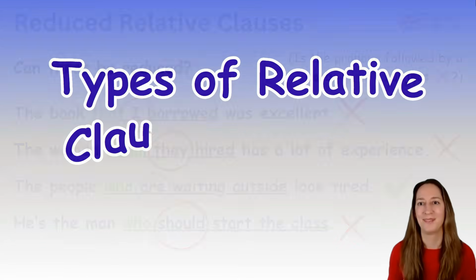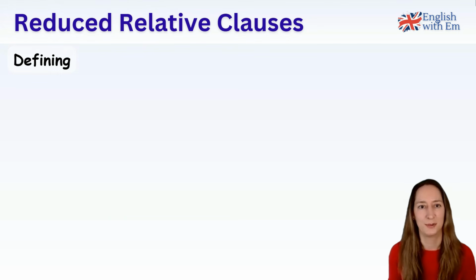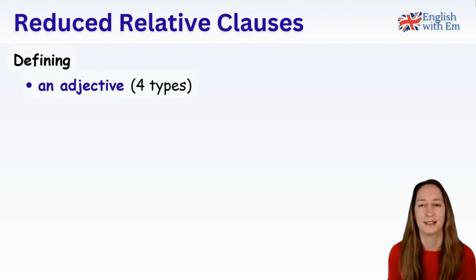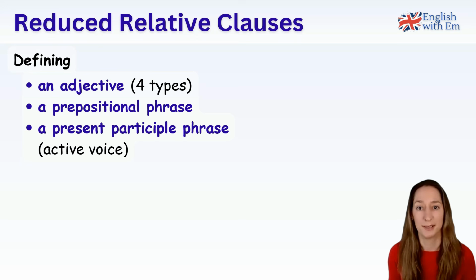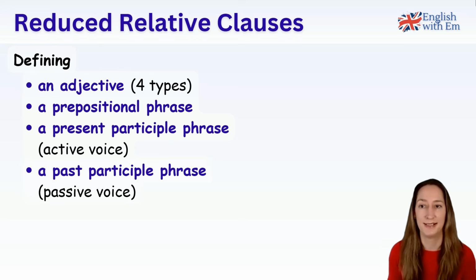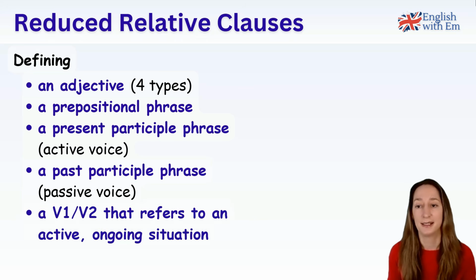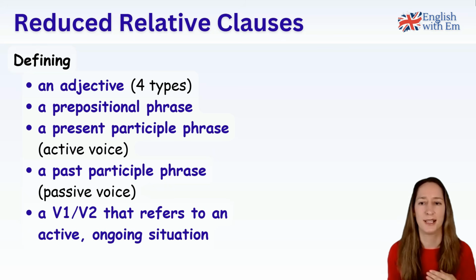Okay. Now let's talk about types of relative clause and how to reduce them. First of all, we have defining. There's an adjective, and there are 4 different types. A prepositional phrase, a present participle phrase in active voice, a past participle phrase in passive voice, and a verb 1 or verb 2. So that's a present simple or past simple verb that refers to an active, ongoing situation.